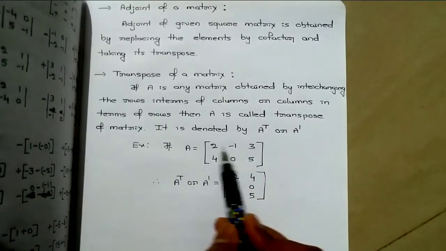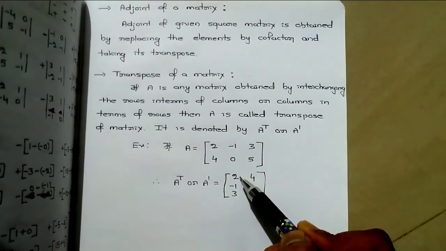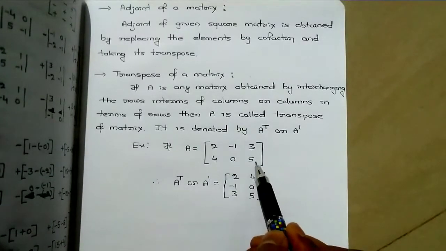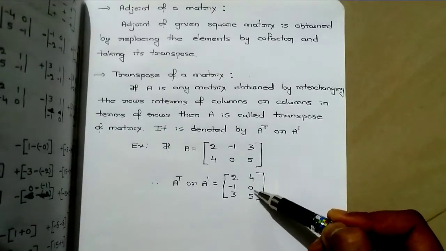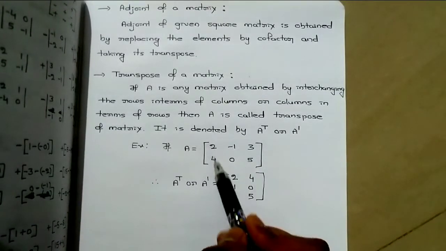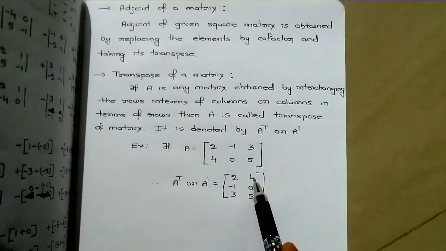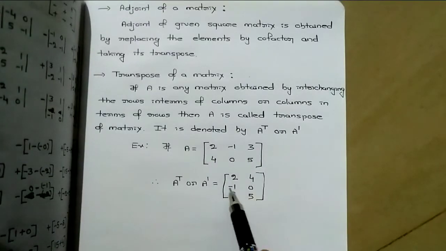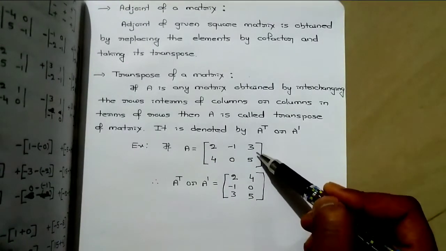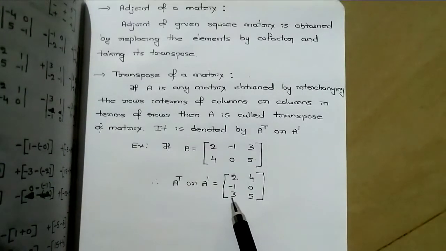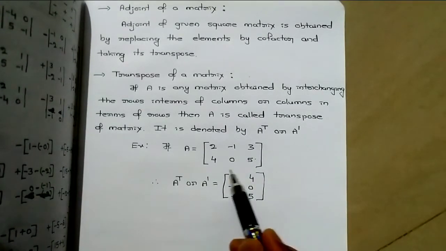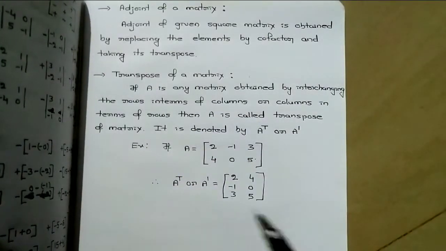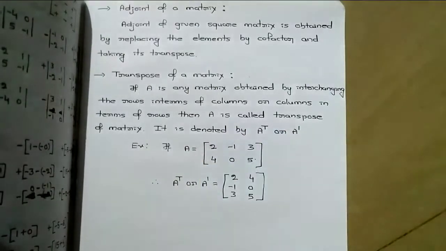The first row is 2 minus 1 3, so write it as the first column, 2 minus 1 3. The second row 4 0 5, write it as the second column, 4 0 5. Or else the first column 2 4, write it as the first row, that is 2 4. The second column minus 1 0, write it as the second row, minus 1 0. The third column 3 5, write it as the third row, that is 3 5. So this matrix indicates the transpose of a matrix. This is the meaning of transpose of a matrix.